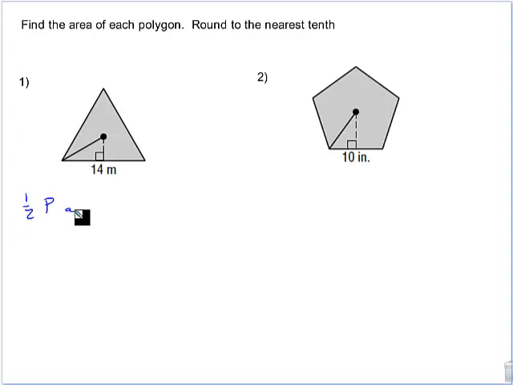So if this length is 14, what would be the perimeter? Yeah, 14 times 3, or 42. So our perimeter is 42. Now I just need to find the apothem. So on this diagram, the apothem is that little length. Yeah, why would this be a 30, 60, 90? Because there's a 90 there.